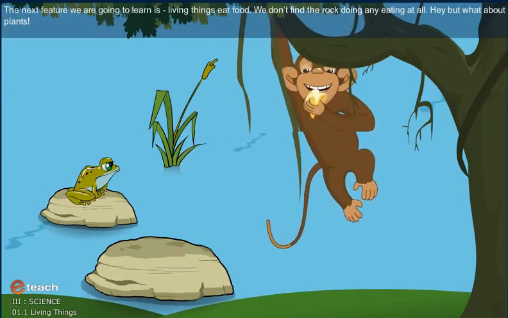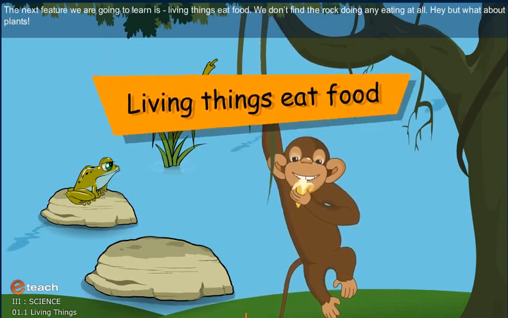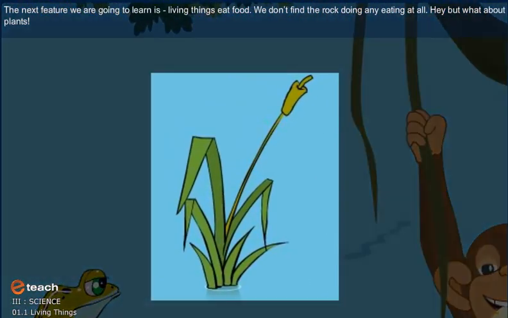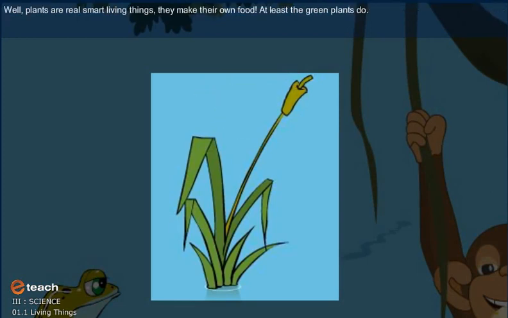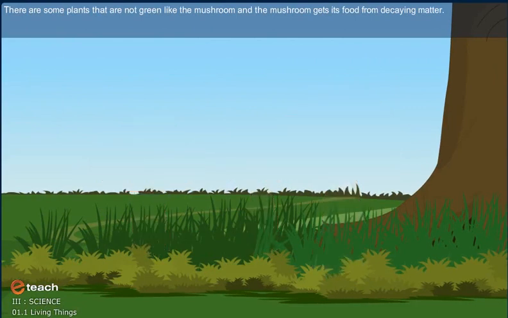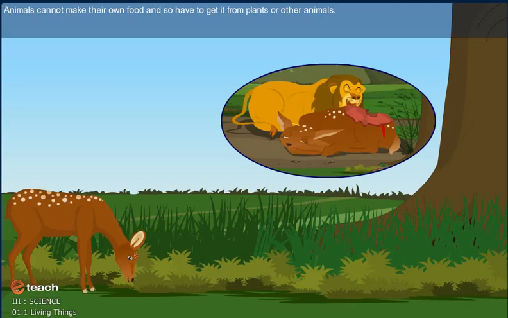The next feature we are going to learn is living things eat food. We don't find the rock doing any eating at all. Hey, but what about plants? Well, plants are real smart living things. They make their own food. At least green plants do. There are some plants that are not green, like the mushroom. And the mushroom gets its food from decaying matter. Animals cannot make their own food and so have to get it from the plants or other animals.